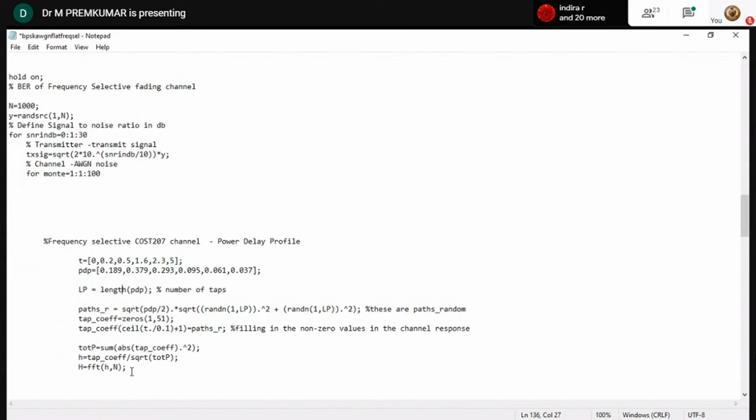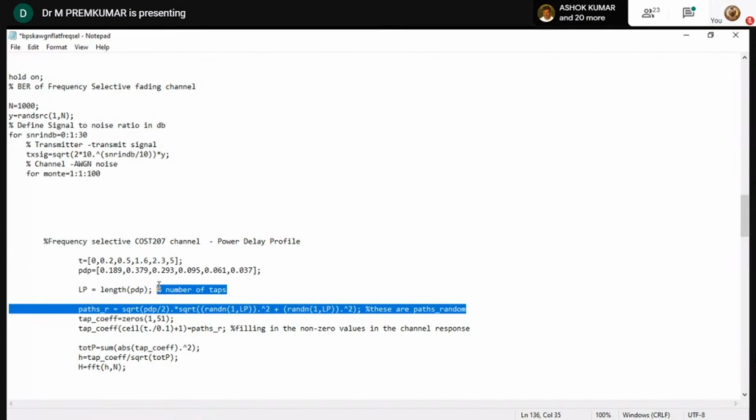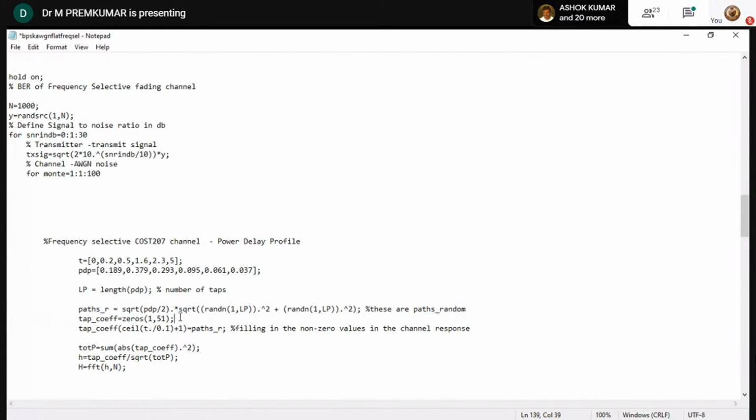Then this procedure needs to be followed. Since these are time and power values, you have to select some random paths and obtain the coefficients. Now this tap coefficient here is given as 51. This is calculated based on the length of the power delay profile, so this is actually an initial setup calculation.